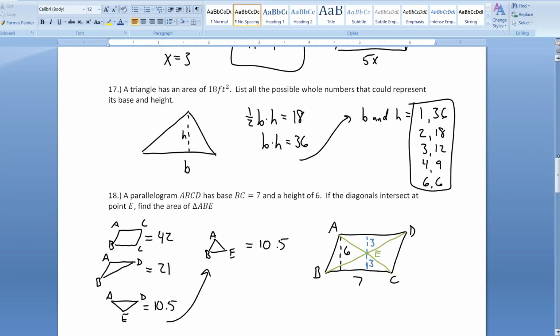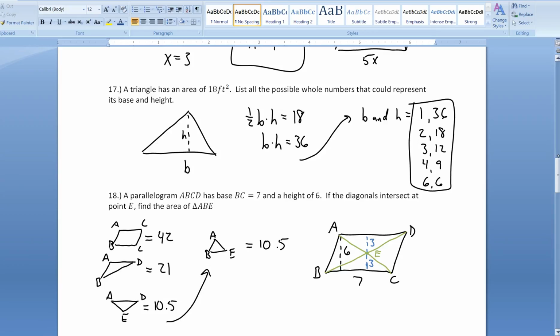Number 17, this is kind of a strange question to ask me of all the different bases and heights that I could have. So if the area was 18, I just do 1/2 the base times the height. If I get rid of the 1/2 by multiplying by 2, I get base times height equals 36. So basically I just need combinations that give me 36 when I multiply. So I could have a base and a height of 1 and 36, and the 1 could be the base and the 36 could be the height. The 1 could be the height and the 36 could be the base, either way.